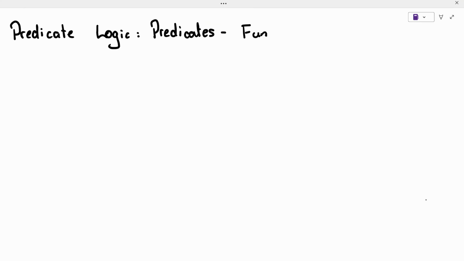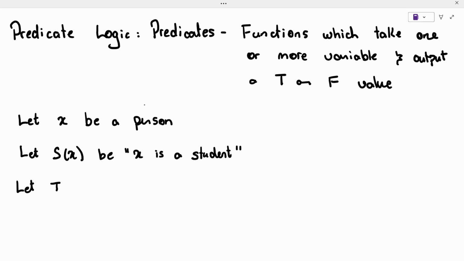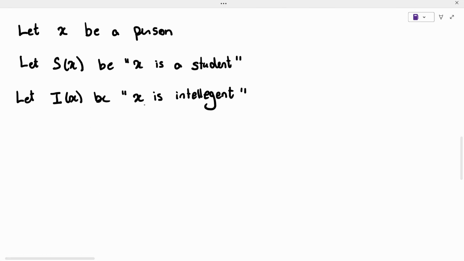And these are, you can think of them like functions, which take one or more variables and output a true or false value. Right, so we're dealing with functions, so we could define our domain to be the set of all people, and we could take a member of the domain, X, where X is a person. Then we could define S of X to be X is a student. And we could define I of X to be X is intelligent. And now, in symbolic form, we could say all students are intelligent.